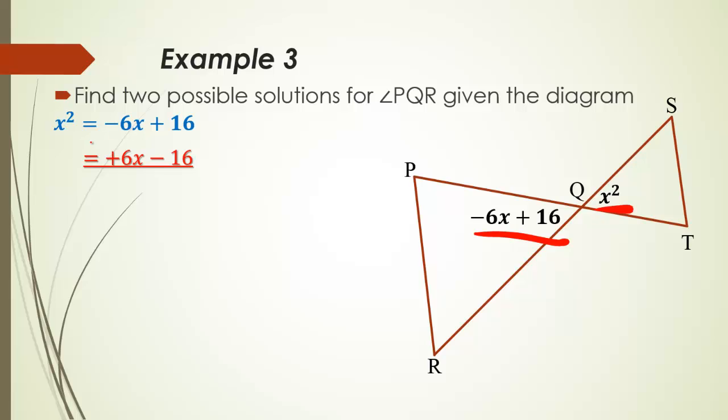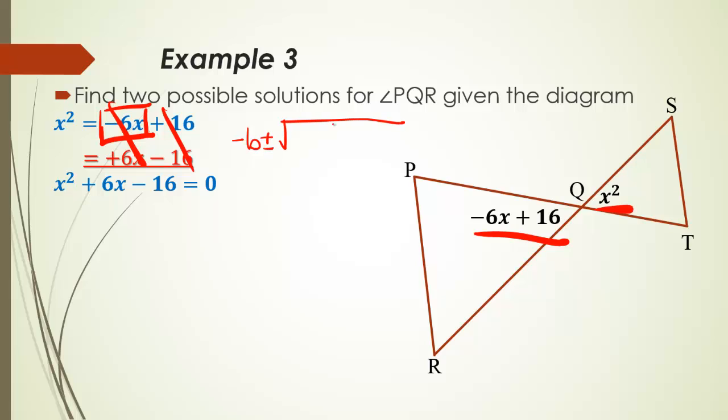Okay, the reason we're adding 6x is because this is a negative 6x, so we need that to cancel out. We're going to move the whole thing over, so we're going to get x squared plus 6x minus 16 equals 0. Okay, and then remember your quadratic formula: the opposite of b plus or minus the square root of b squared minus 4 times a times c, all over 2a. So our a here is 1, our b is 6, and our c is negative 16.